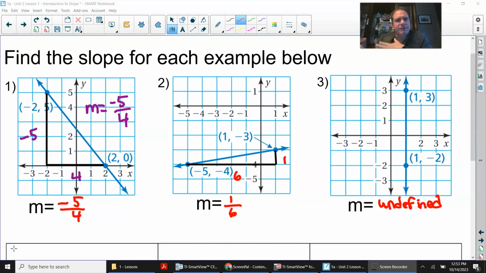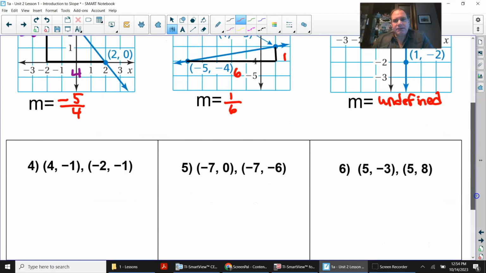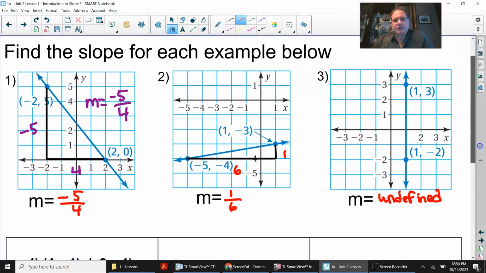Okay, so 1, 2, and 3. The first one has a negative slope. You could probably tell that just by going down from left to right. So -5 is the rise. The run is 4. The second one has a slope of 1 over 6. It is a positive slope. The positive means that it goes up from left to right. And 1 is your rise, 6 is your run. That is a vertical line for number 3, and that means that it is undefined. That should be something that you are able to identify immediately without any question whatsoever.